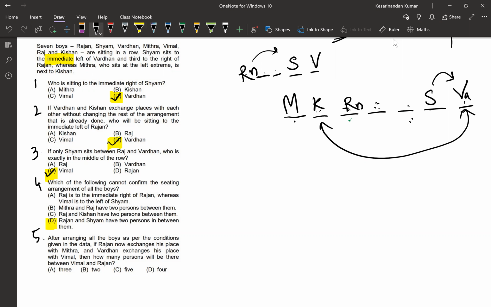Still, let's check it. Rajan and Shyam have two persons in between. I already know that. The information is of no use to me. So the answer is D.